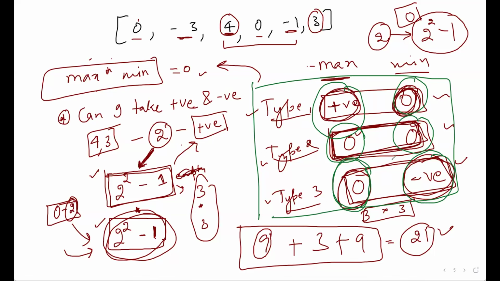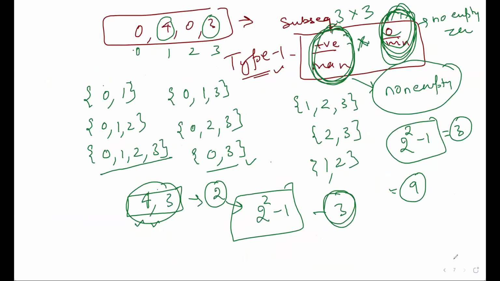So find all types of subsequences and addition of them will tell you the total number of subsequences. Now I think it is clear with everyone why we have 21 subsequences in this case, which satisfy the condition. Is it clear with everyone?